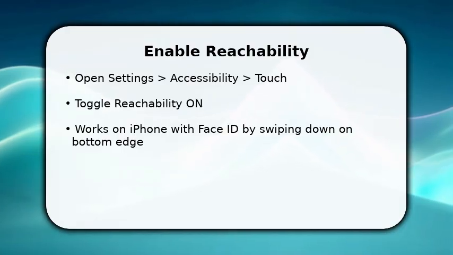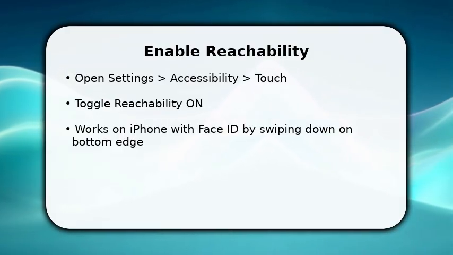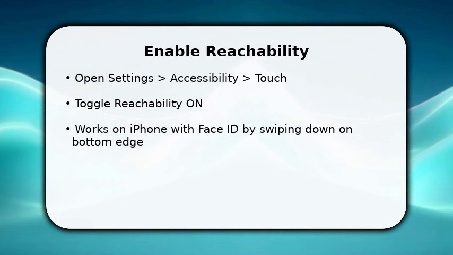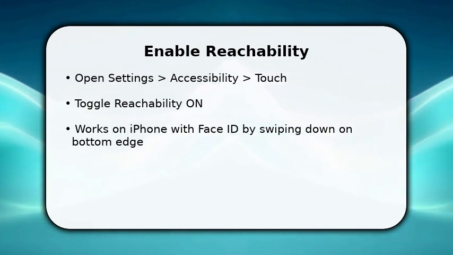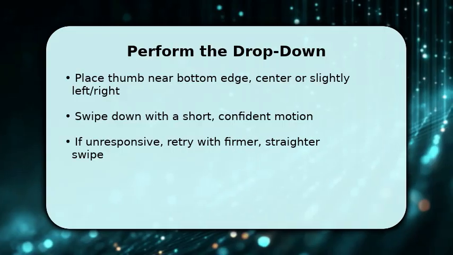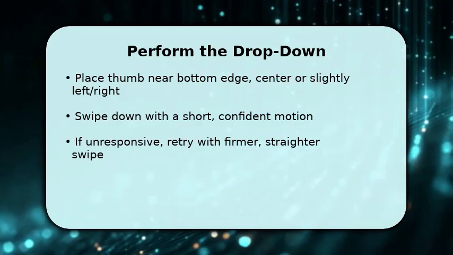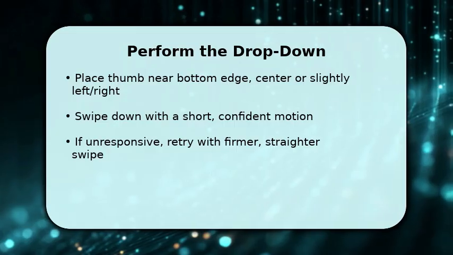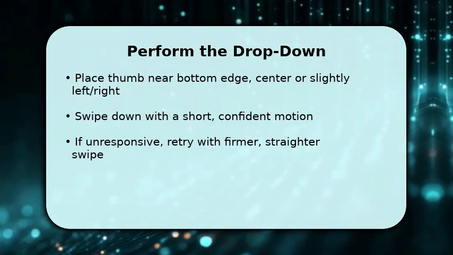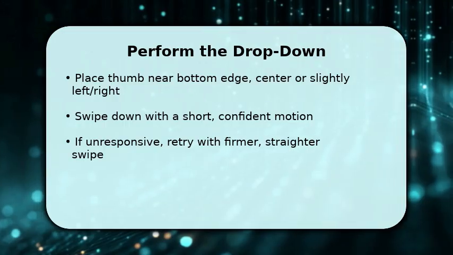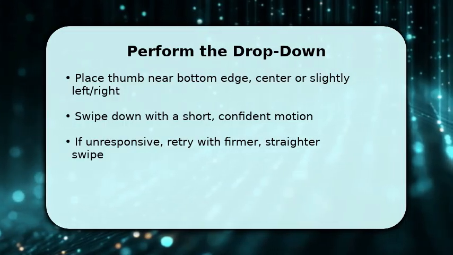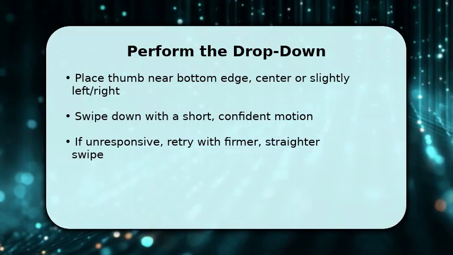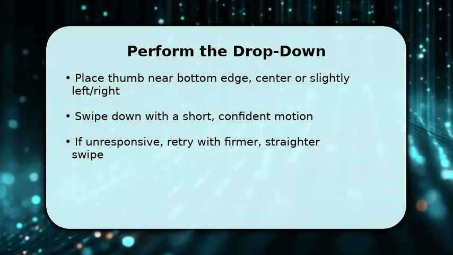Make sure you practice the swipe motion a couple of times to get the angle and pressure right for reliable activation. Now perform the actual drop-down. Hold the phone normally, place your thumb near the bottom edge and swipe down with a short, confident motion. You want a straight, downward pull across the lower bezel. A diagonal or flick can fail. Once the screen shifts, all top controls move into reach and you can tap them.